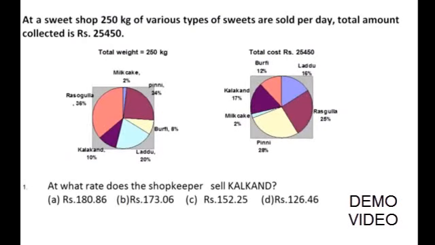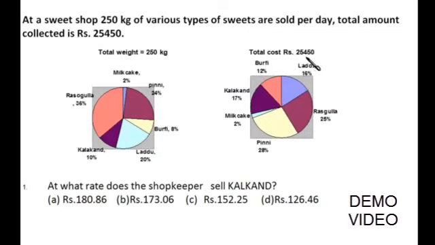Now friends, let's take up our first question on data interpretation. I'm taking a pie diagram over here. The question says, at a sweet shop, 250 kilogram of various types of sweets are sold per day. The total amount collected is 25450, right? Now we are given two pie diagrams over here. This pie diagram is a breakup of weight, that is 250 kilogram, and this pie diagram is a breakup of the total cost that is given to us over here.